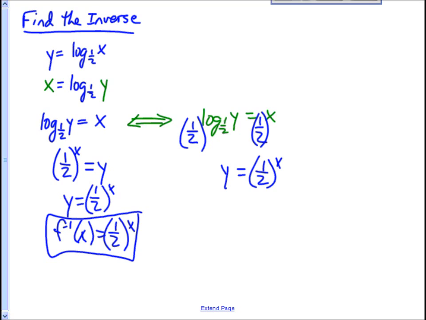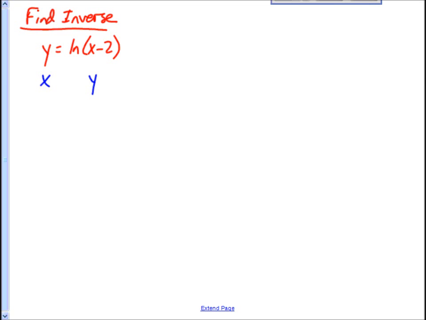We can do another one. How about find the inverse on this one? Find the inverse. y equals the ln of x minus 2. Okay. So you say, well, I switch x and y again. Okay. And I prefer to put this ln of y minus 2 over here equals x, right?